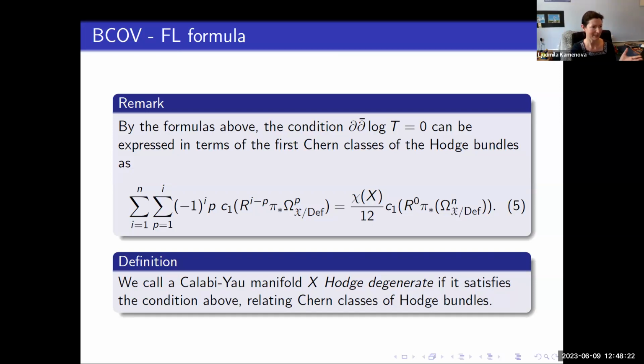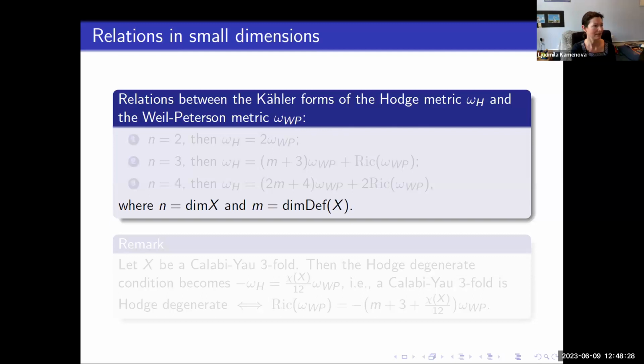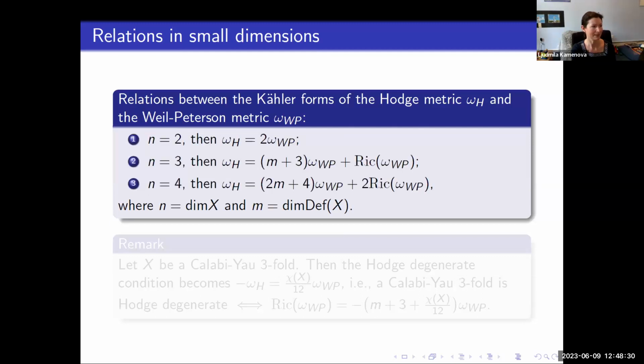So that's how we can express it in mathematical terms. And in small dimensions, there are some nice relations between the Kähler forms of the Hodge metric and the Weil-Petersson metric. For K3 surfaces, that's very simple. In dimension 3, you also have some contribution from the Ricci curvature. And in dimension 4, you have something similar.